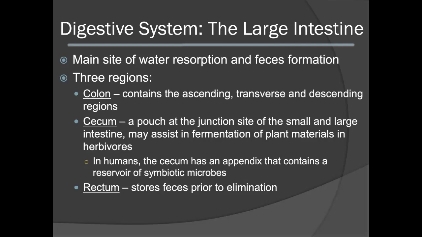It is believed that the cecum may assist in fermentation of plant materials in herbivores. In humans, the cecum has an appendix, and it is now believed that the appendix acts as a reservoir for symbiotic microbes to aid in the digestion and absorption of nutrients. The rectum stores feces prior to elimination from the body.